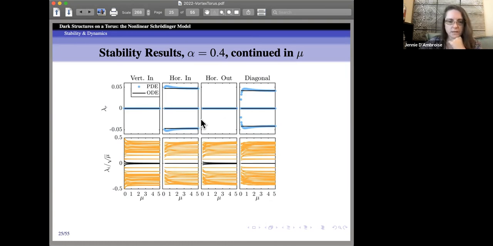But again, what we can see here is that as mu goes to infinity, the PDE stability results are notated with the blue lines, and the ODE is represented with the black line. So you can see that as mu goes to infinity, you don't have to really go very far in order for them to match up. Here we're only at mu equal to 5, and there's a pretty good match between the ODE and the PDE results.